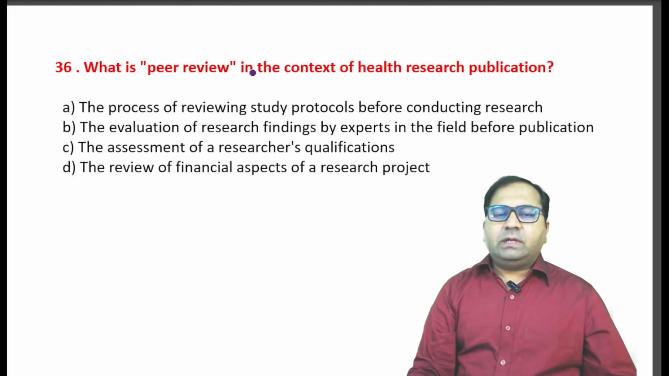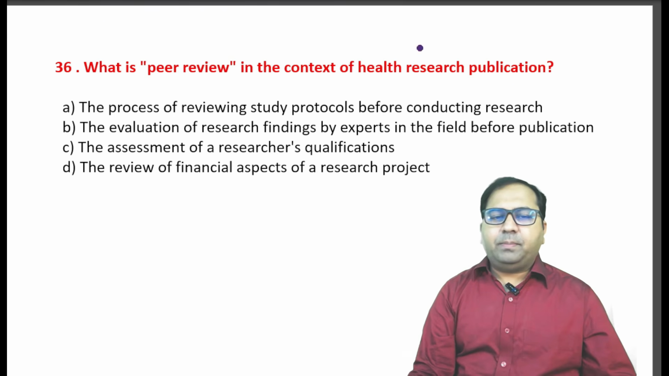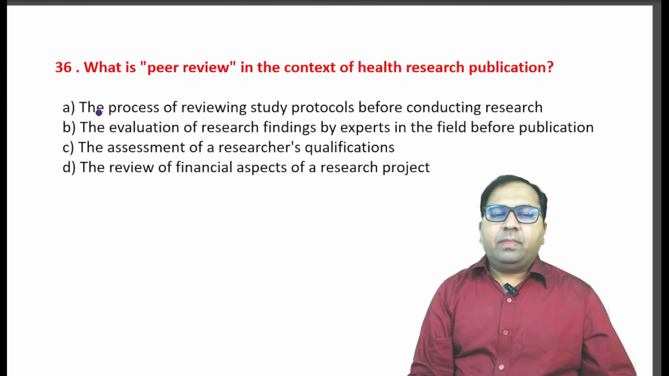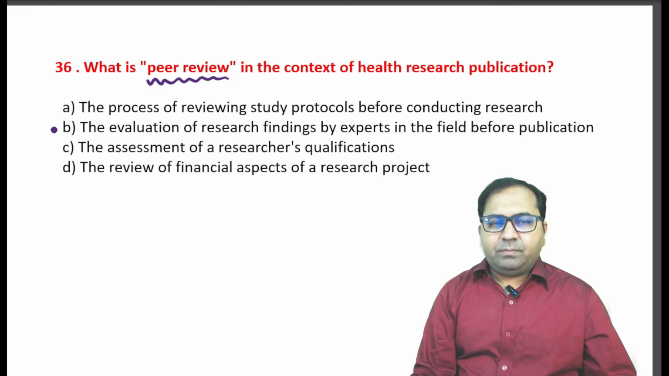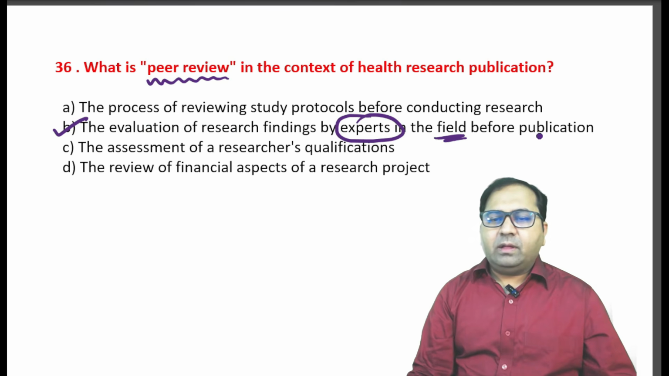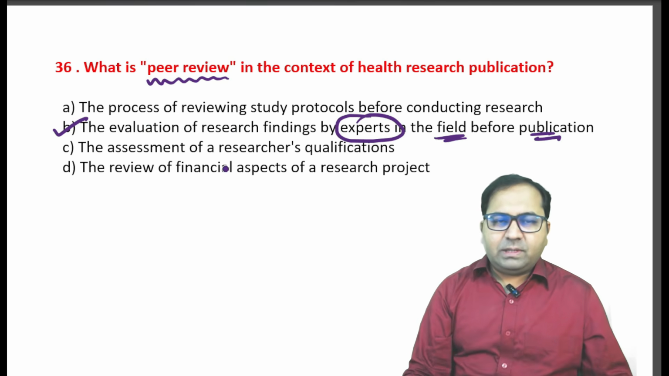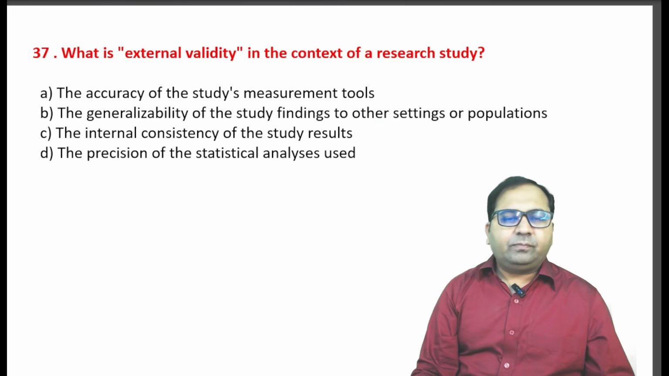Next question. What is peer review in the context of a health research publication? The options they gave are A, the process of reviewing the study protocols before conducting a research. B, the evaluation of research findings by experts in the field before publication. C, the assessment of a researcher's qualifications. Or D, the review of financial aspects of a research product. So what is a peer review? The answer for this question is B, the evaluation of research findings by experts in the field before publication. It is called peer review. Please remember this point. Then next question.